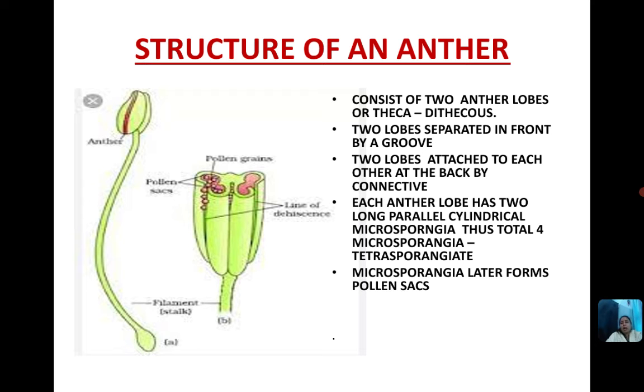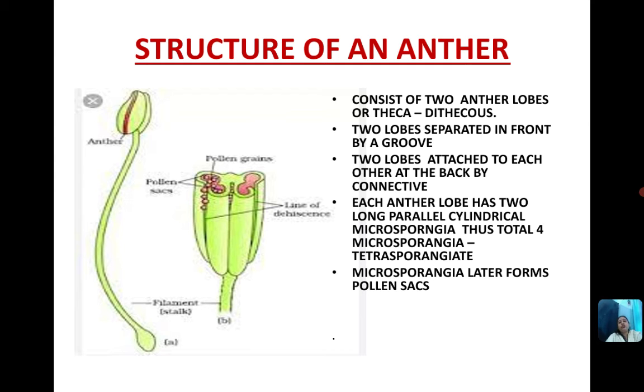Now, to know how the pollen grains are formed in the anther, we need to learn about the structure of an anther. If we cut the anther transversely, what will we find? That each anther is divided into two parts or lobes. These lobes are connected at the back with the help of a thick tissue called connective, and on the frontal side it has a deep groove. These two lobes are called the theca. So an anther is basically a bitheca or ditheca structure, connected by connective at the back, with a deep groove on the frontal side.